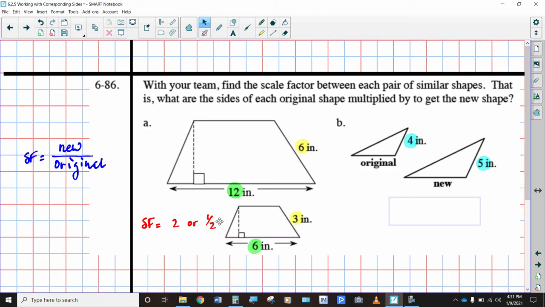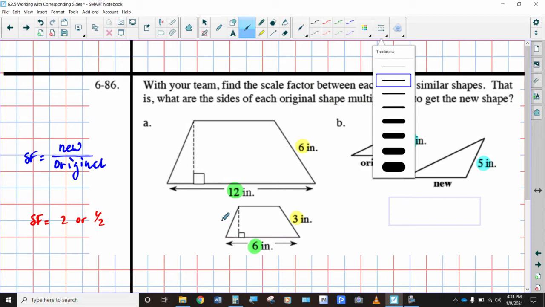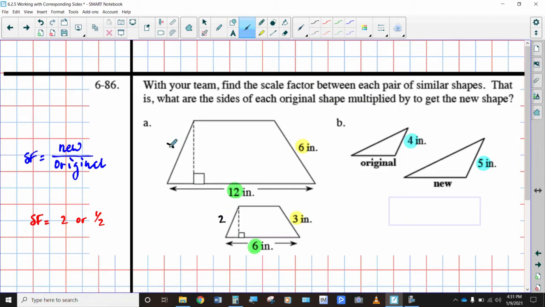So either one of those is effective for scale factors, and I would just go as far to say this: if we knew that this was 2, we could then use a scale factor of 2 to find out that this is 4. And if we knew that this one up here was, let's call it 10, which it's not, but let's just pretend it's 10.